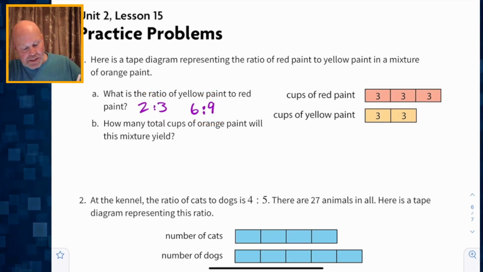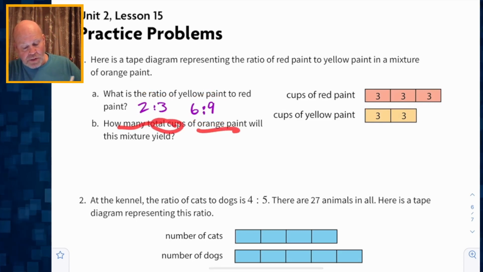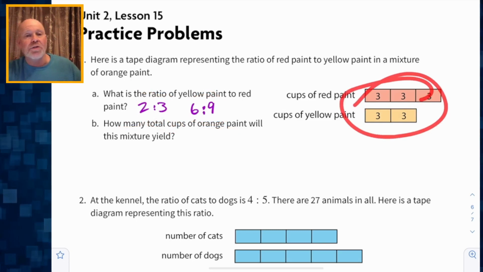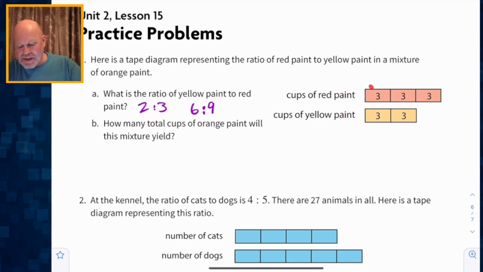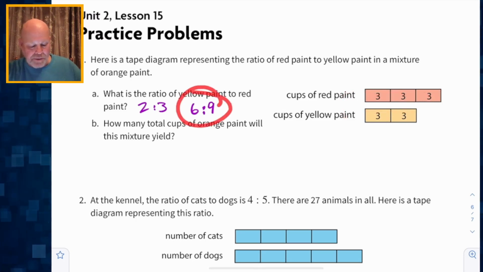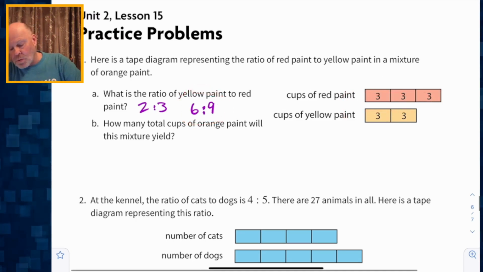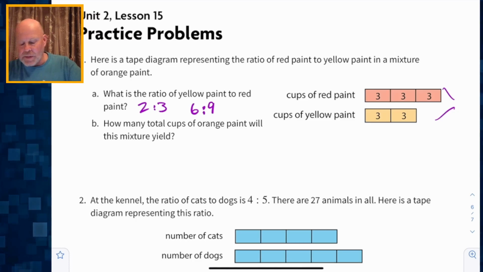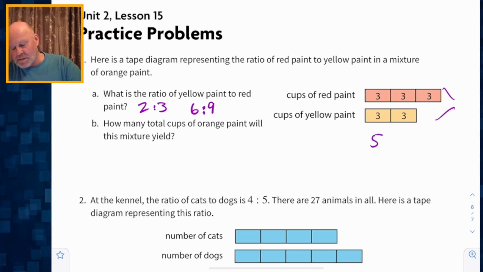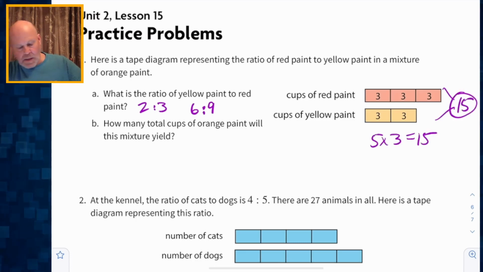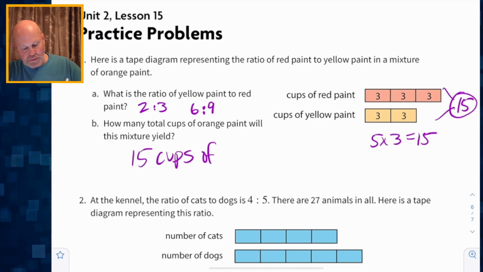So now the question is, how many total cups of orange will this mixture make? So at this point, I think I'm going to lean on that 6 to 9 ratio right here, because they want to know what's the total. Well, the total is we've got 5 units times 3 gives us 15. So that's going to be 15 cups of orange.